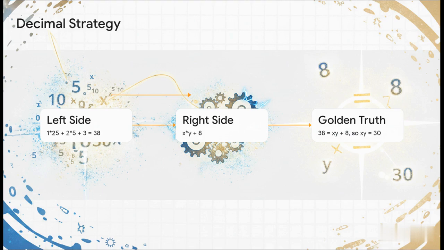Moving right along to step 2, we attack the right side, x8 in base y. We're going to apply the exact same logic. That's x times y to the first power plus 8 times y to the 0 power, and that simplifies beautifully to just x times y plus 8. And now step 3. This is where the golden truth really emerges. We equate both sides, 38 equals xy plus 8. Just subtract 8 from both sides and we're left with a beautifully simple pure core equation, x times y equals 30. The product of x and y must be 30.